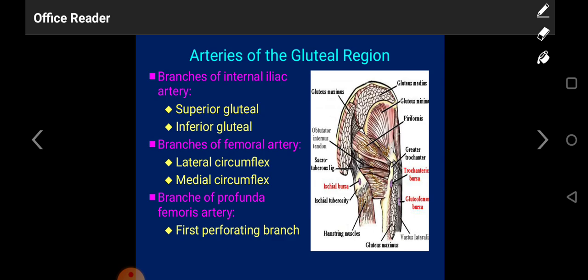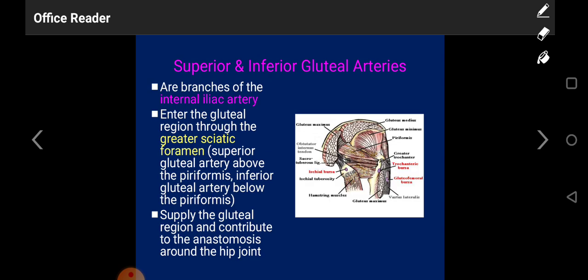Then the arteries of the gluteal region are branches of the internal iliac artery, that is the superior and the inferior gluteal artery, branches of the femoral artery, that is the lateral and medial circumflex femoral artery, and branches of the profunda femoris, that is the first perforating branch. The superior and the inferior gluteal arteries are branches of the internal iliac arteries.